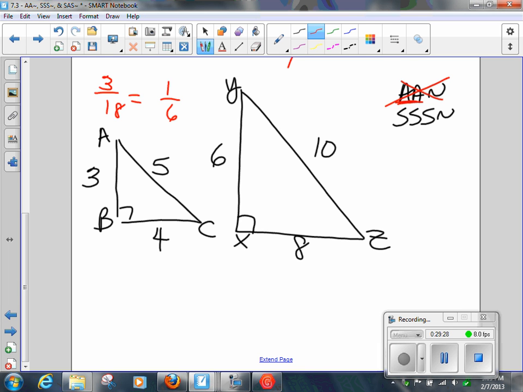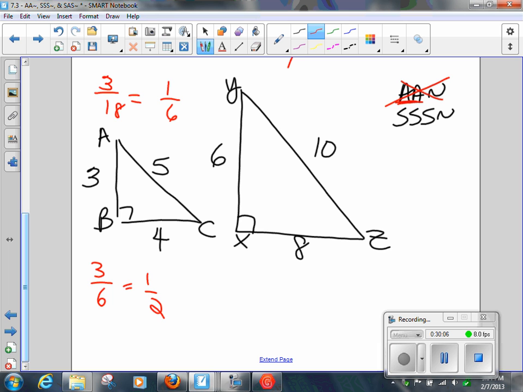Corresponding sides have to be what? Proportional. Corresponding sides have to be proportional. Corresponding angles have to be what? It's up here on the board, I'm just saying. Turn around. So if I wanted to check this, what are you going to check first? 3 corresponds to what? 6. What's 3/6? 1/3. Oh, that's right, 1/2.